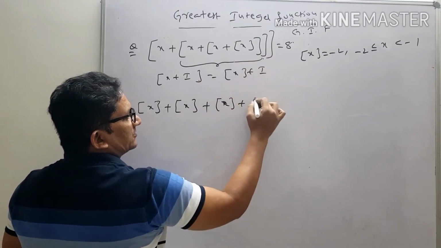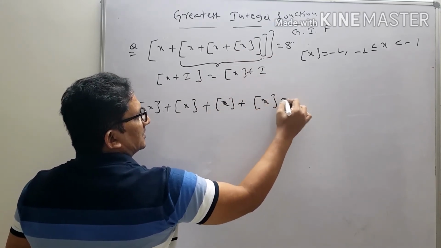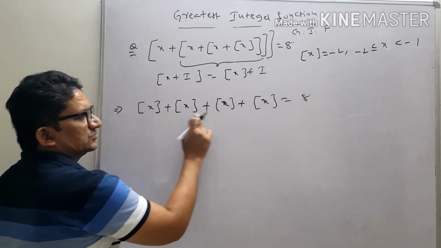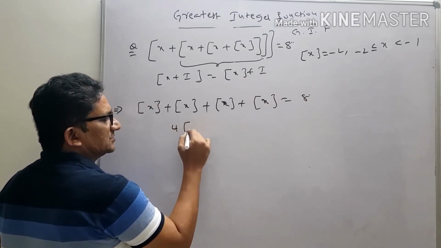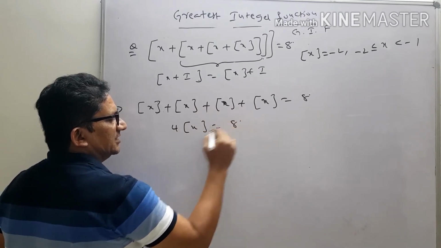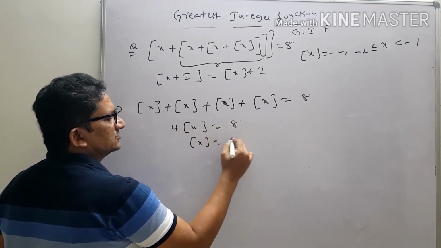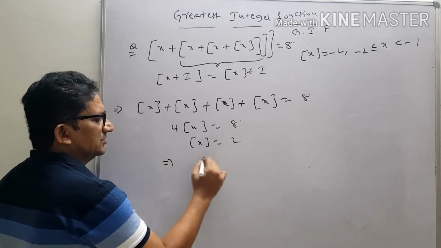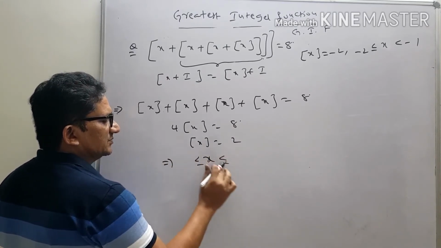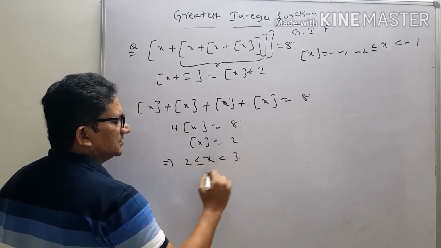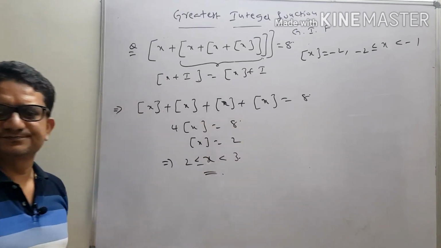Now that integer is out, so only that part is left, equal to 8. So 1, 2, 3, 4 we got, that is 4 times step x is equal to 8. Then step x is equal to 2. If step x is 2, then we know that x lies in between 2 and 3. That is the solution.